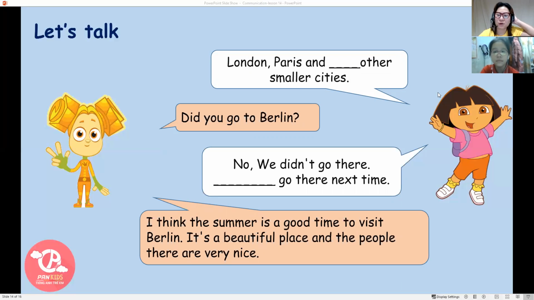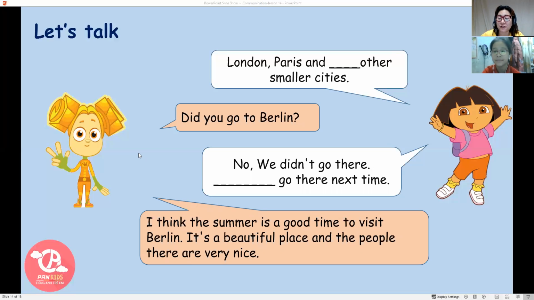Okay, so now I will be Dora and you are the other girl. London, Paris, and some other smaller cities. Did you go to Berlin? No, we didn't go there. I'd like to go there next time. I think the summer is a good time to visit Berlin. It's a beautiful place and the people are very nice.